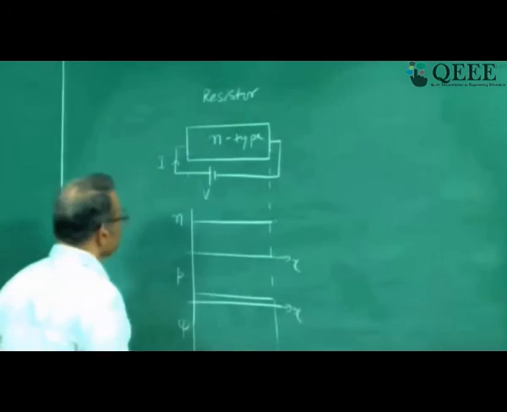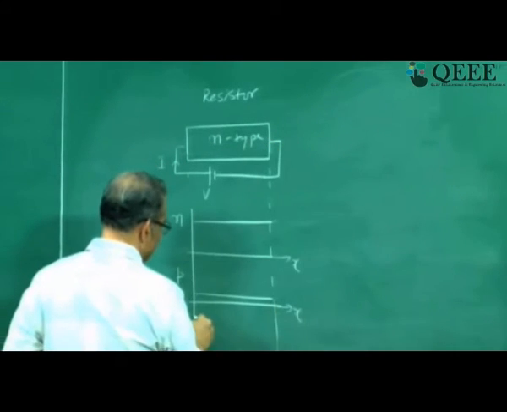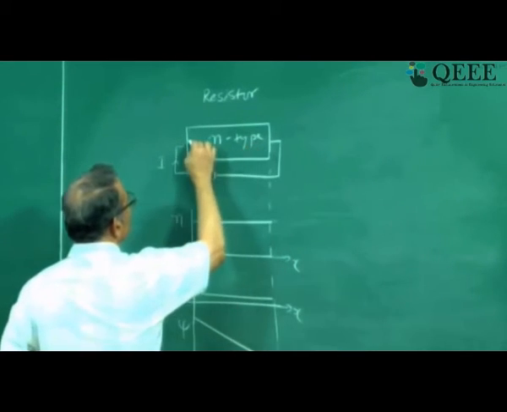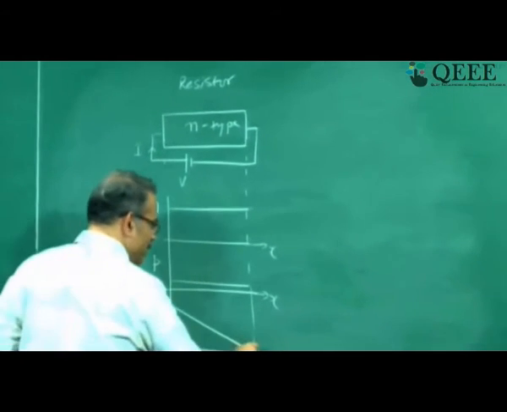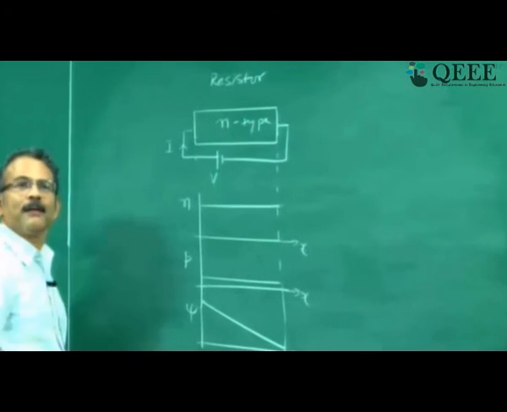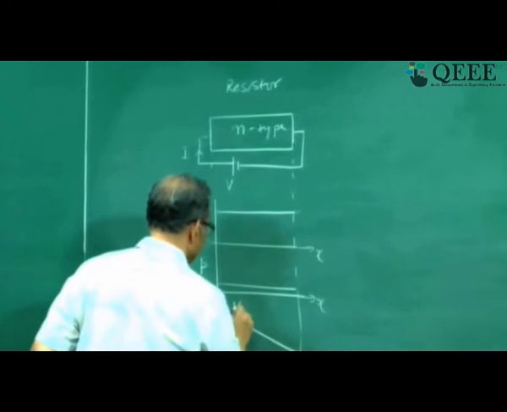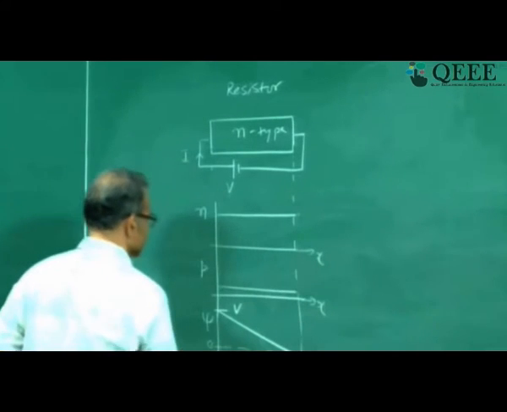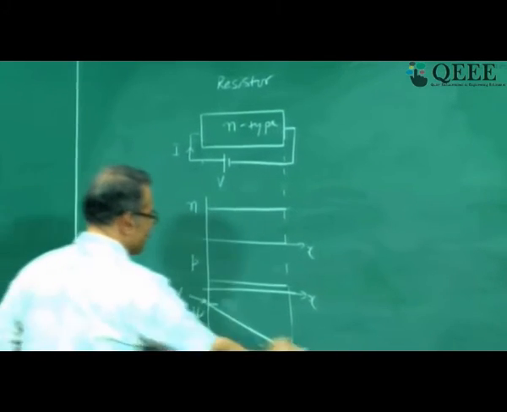Potential, how is it varying? You see, left hand side is positive, right hand side is negative. So your potential is varying linearly because it is a uniform semiconductor. Your potential varies linearly from one value to another value. If I assume the potential on the right hand side here to be 0, then the potential here is equal to V, right? That is the voltage V. So here it is V and here it is 0. So this is the psi variation.